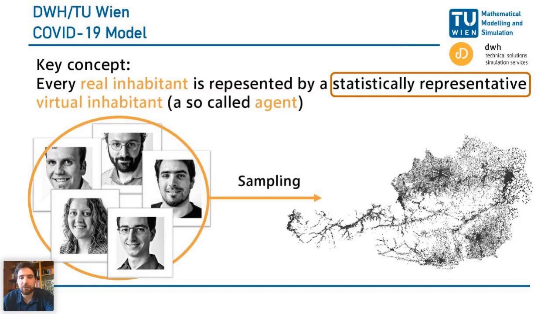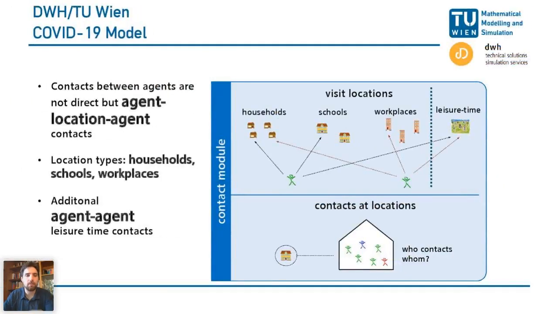Each of us is represented in the model by a residence in the form of a GPS coordinate, which is sampled according to a very smart algorithm that helps us to create a spatial relation in there. And based on the spatial relations, the agents in our model have so-called locations. These might be households, schools, workplaces, or leisure time. And within these locations, the agents have contacts. So we don't have direct agent-agent contacts, but we have agent-location-agent contacts.